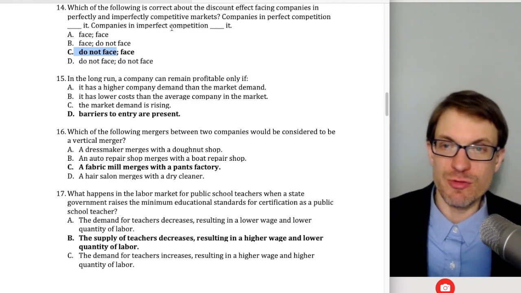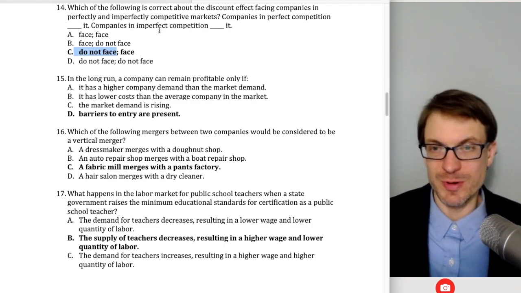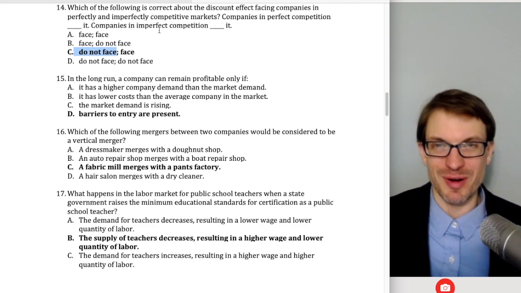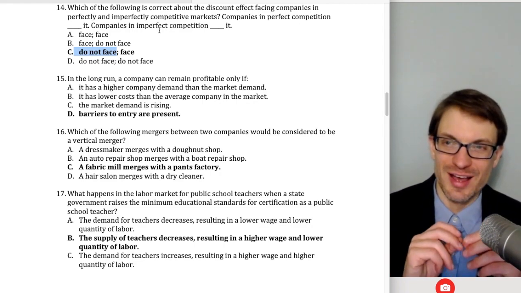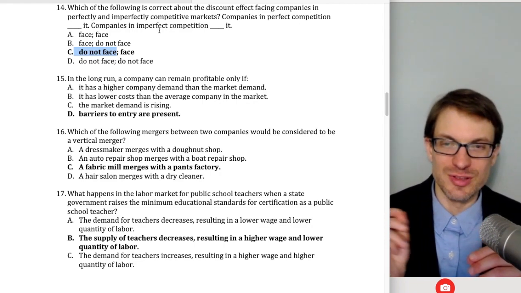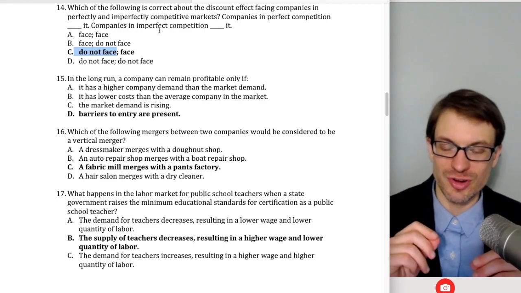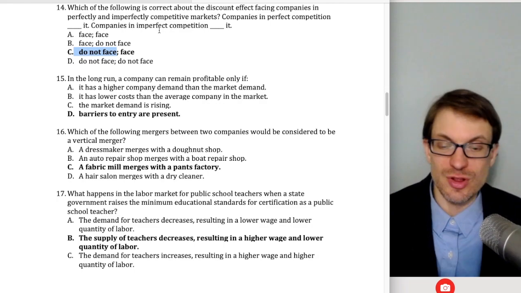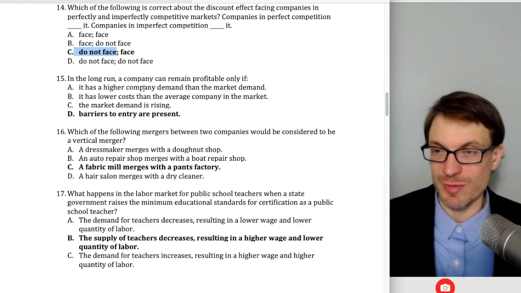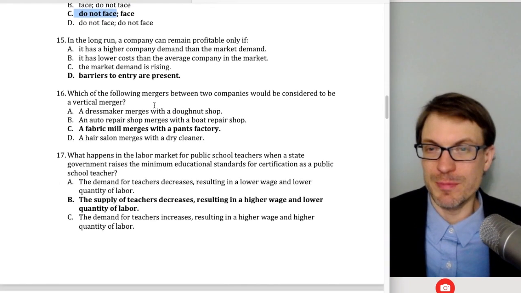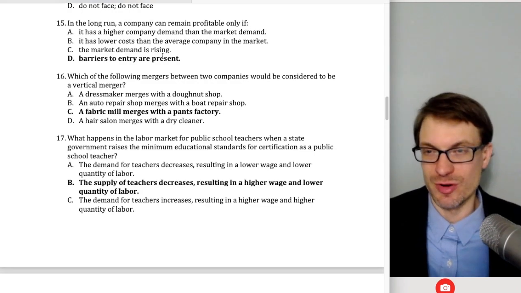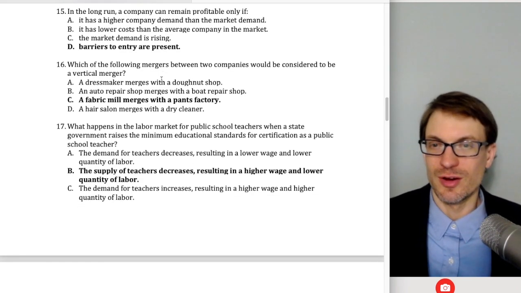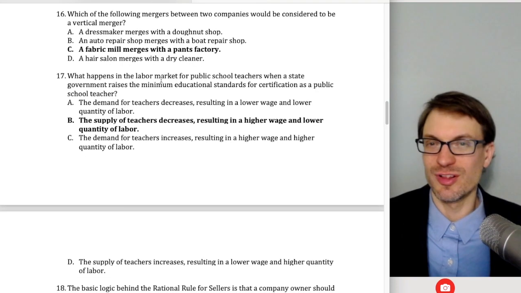What about imperfect competition? Now you've got a downward sloping demand curve, so you've got a downward sloping marginal revenue curve. And in order to sell an additional unit, you've got to lower the price, not just on that unit, but on all previous units, unless you're able to practice price discrimination. All right, in the long run, a company can remain profitable only if barriers to entry are present. Yeah. All right, so some of these are just definitional.